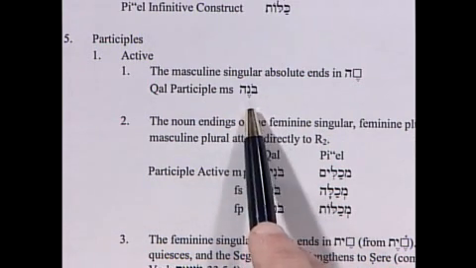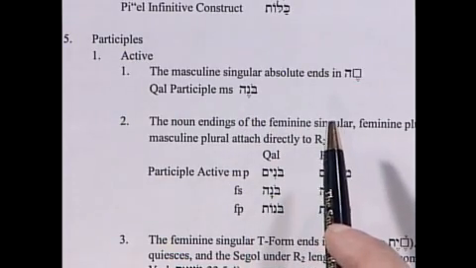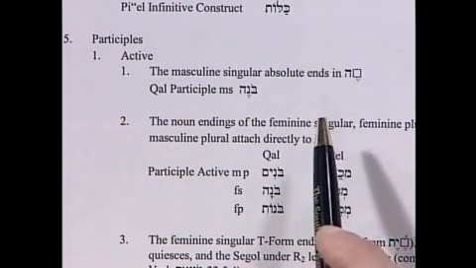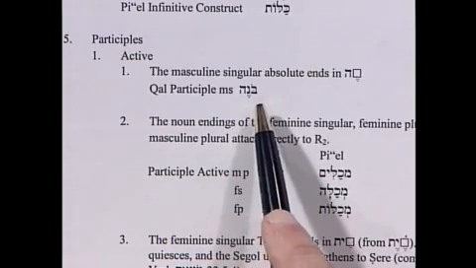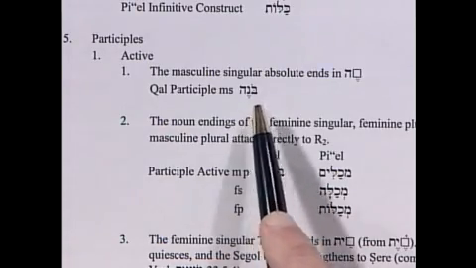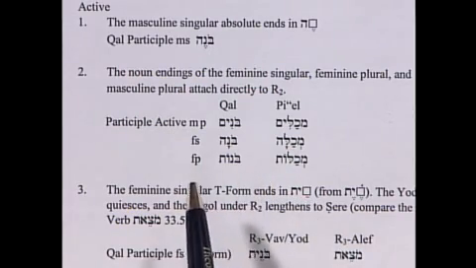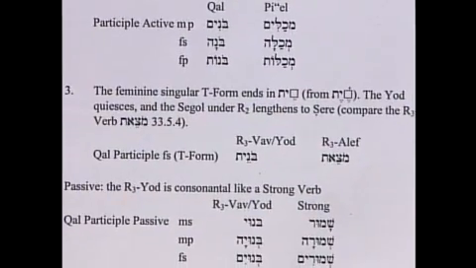So you're not going to have a problem there. And with the other forms, you're going to get a mem on the front or something like that, or a nun for the nifal. So there's not going to be any problem here. And then again, when you attach noun or adjective endings onto the participle, notice that you will directly attach it to R2, just like a vocalic ending on certain forms of the verb.